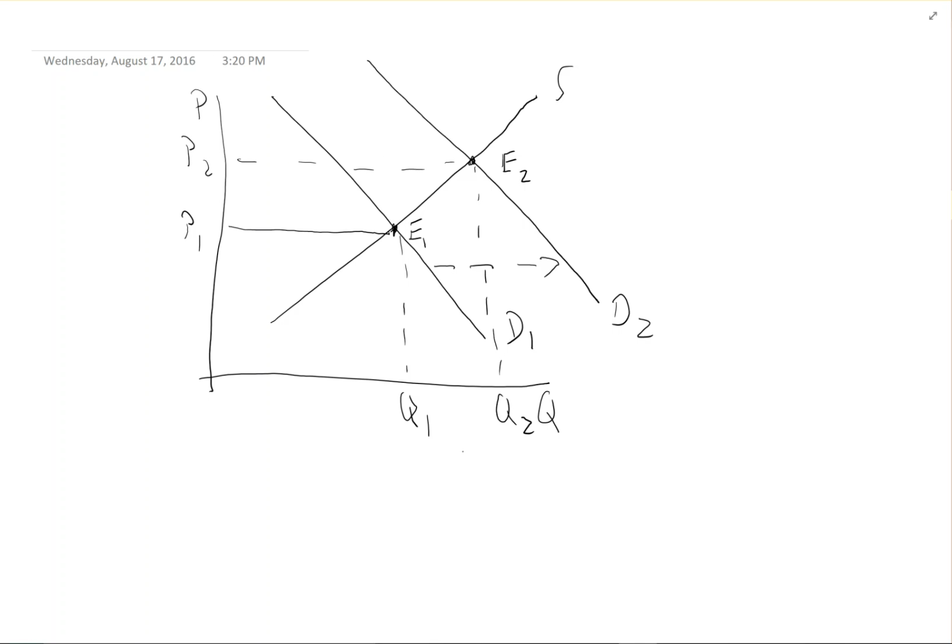And then I look at what happened to quantity and price. I notice that the quantity moved up, going from equilibrium 1 to equilibrium 2. And the price moved up, going from equilibrium 1 to equilibrium 2. And of course, I would say that in this case, the demand increased.